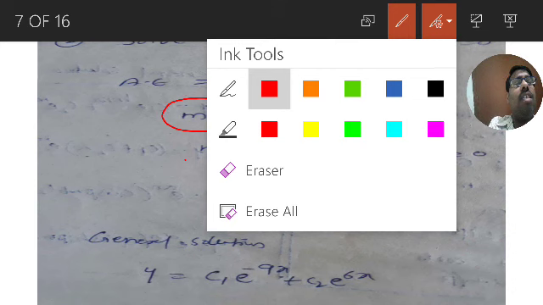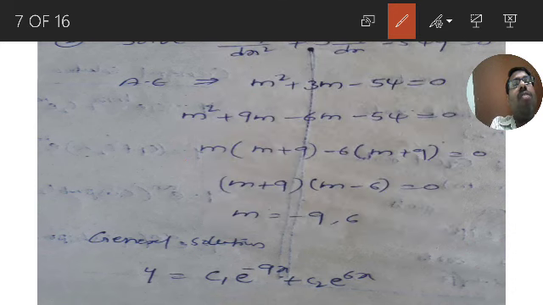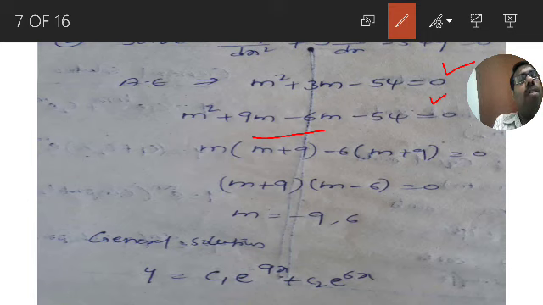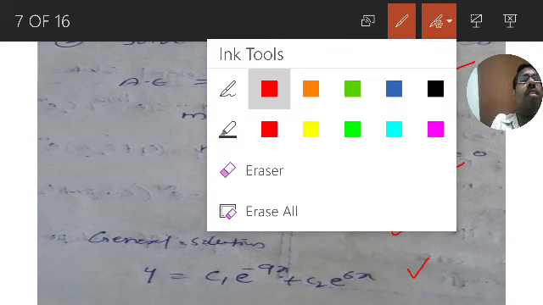Are you getting? This is very easy. You see, the auxiliary equation we got is m square plus 3m minus 54 equal to 0. Factorization: 3 can be written as 9m minus 6m, so it is m square plus 9m minus 6m minus 54 is equal to 0. Take m common, m plus 9, minus 6 common, m plus 9. Now m plus 9 common, m minus 6. M is equal to minus 9 comma 6, and the general solution is y is equal to c1 into e power of minus 9x plus c2 into e power of 6x. Are you getting, guys?